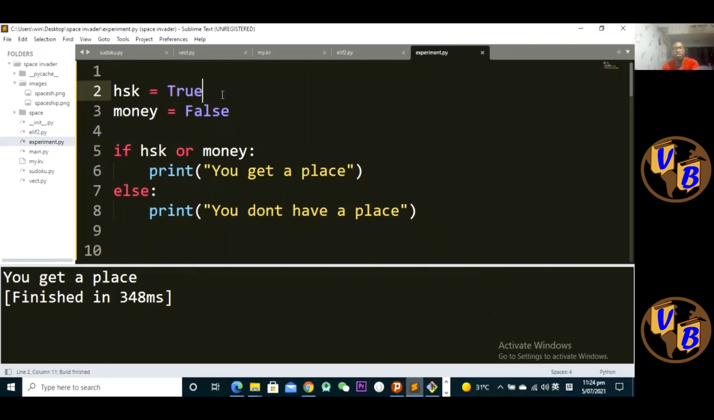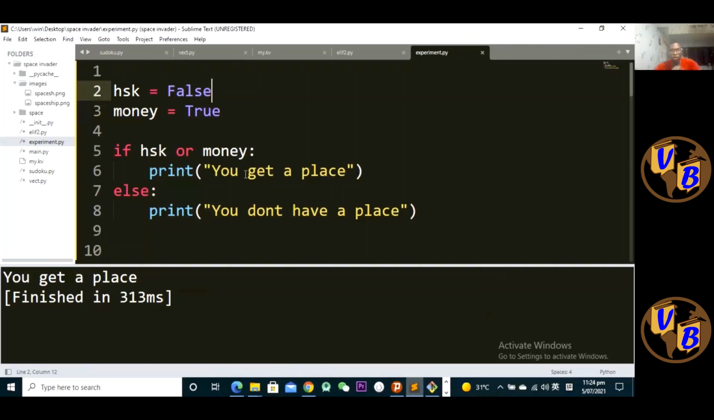So this is how the OR works. It's either both of the conditions have to be true or just one of the conditions has to be true. So if it is true that you have the money and that you have the HSK, you still get a place, right? You're not affected. But if one of them is false, you still get a place. If you don't have one of the qualifications, but you have the other, you still get a place.